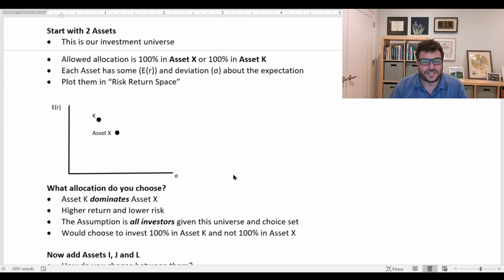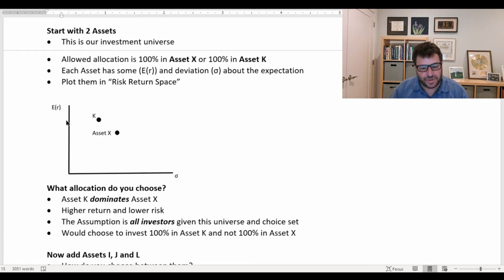We're going to have 2 assets, asset X or asset K, and we're only going to be allowed to put 100% of our money in asset X or 100% of our money in asset K. Each asset has an expected return and deviation about that expectation, and we're going to plot them in risk-return space. I have risk, standard deviation, on my X axis, and expected return on my Y axis, and I can see that asset X has some level of risk and some level of return. It gets plotted here. And asset K has less risk, it's to the left of asset X, and greater return, so it's above asset X.